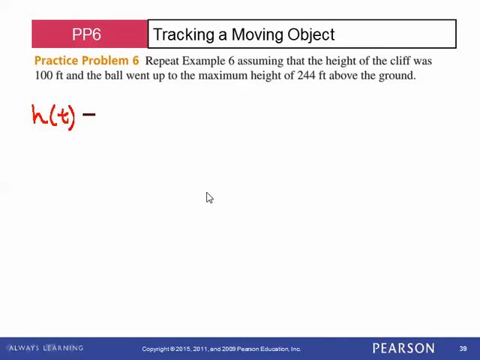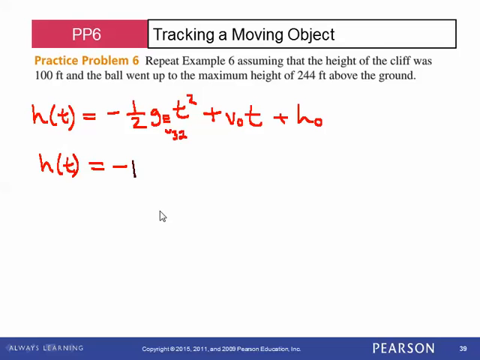So h of t equals negative 1/2 g t squared plus v naught t plus h naught. Okay, what do we know? The gravitational constant we know. Plug in negative 32 right into here, or 32 right into here. That's going to be negative 16. We shot it up from 100 feet, already standing on the cliff, so that means this has to be 100.